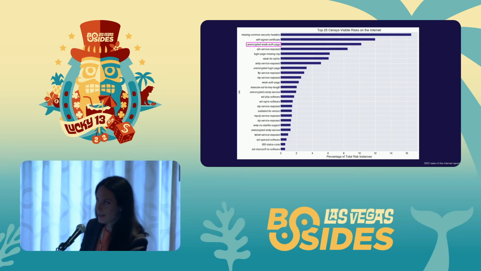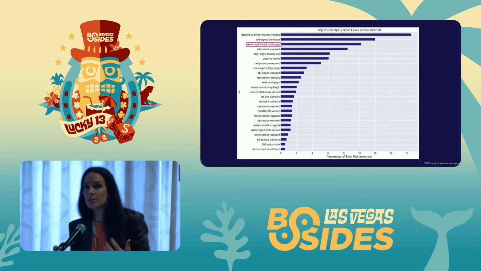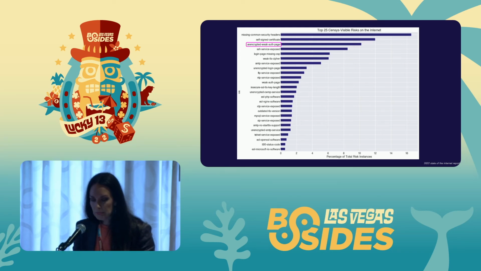Unencrypted weak authentication page is a risk I want to talk about. This specifically refers to authentication or login pages that do not use TLS, so everything's transmitted over HTTP, and they use either basic or digest auth. So they're sending credentials over the wire, either plain text or MD5 hashed, which no one should use for security purposes ever. It's like base 64 encoding. So really insecure ways to transmit credentials.